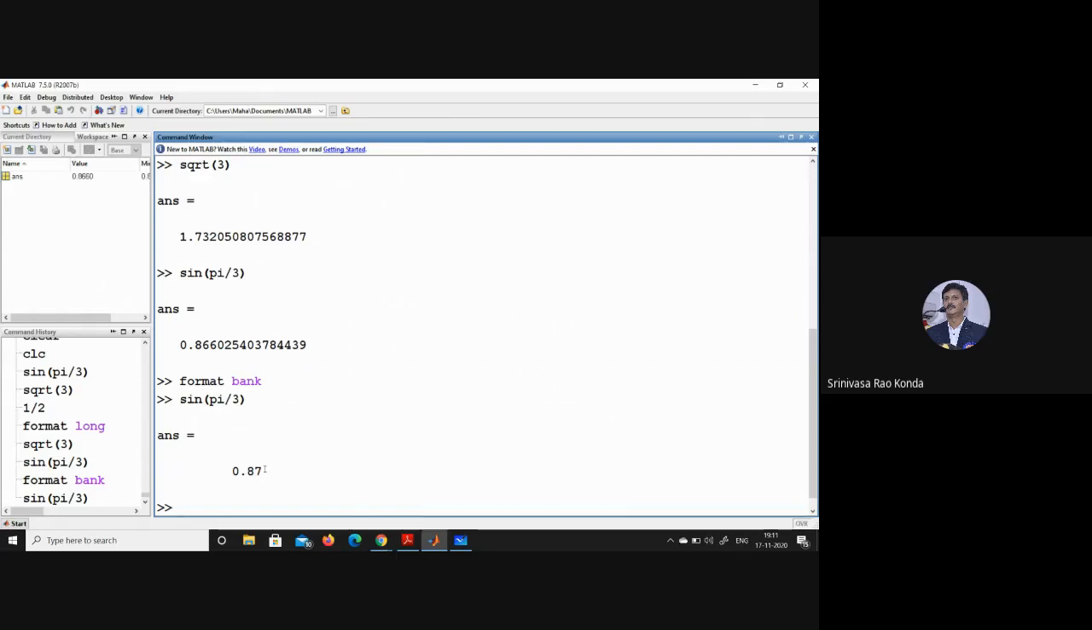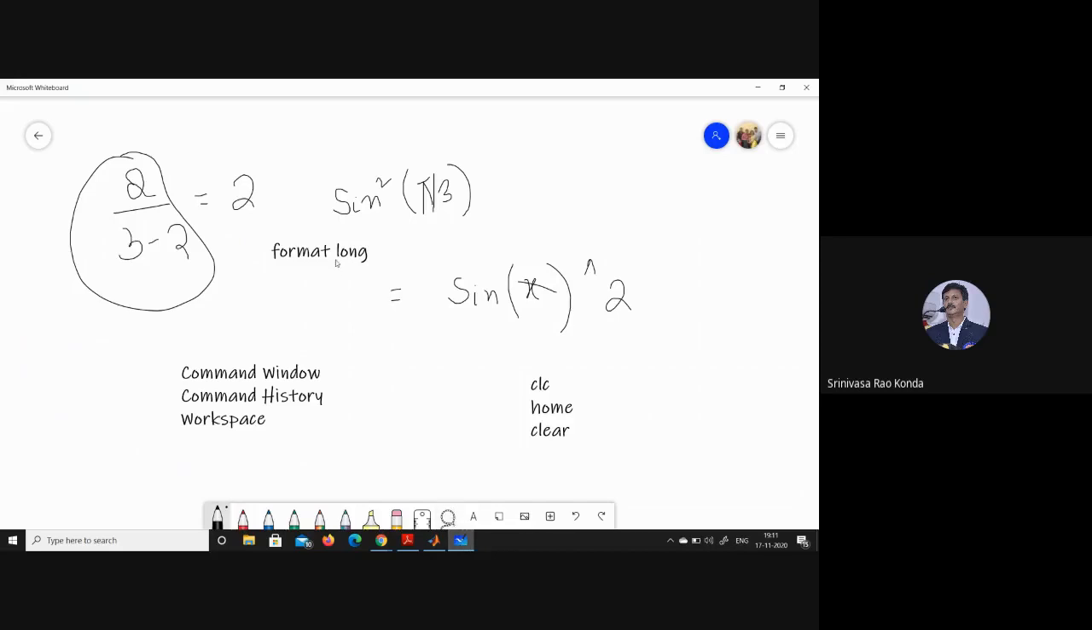If my answer is a very big value, in that case there is no need to display up to 15 decimal places or 4 decimal places. Sometimes we need only up to 2 decimal places. So there is another format, that is format bank.